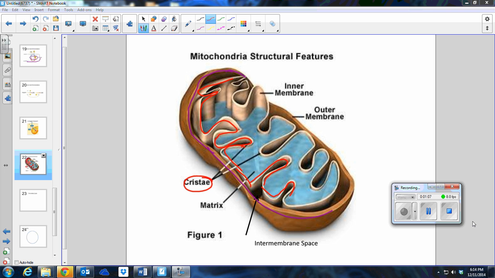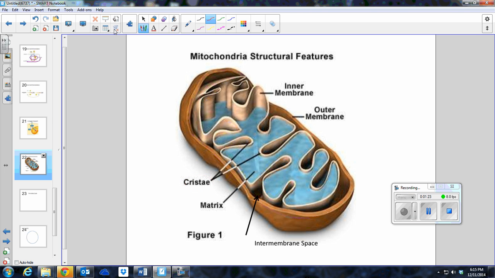The inner membrane is where the electron transport chain is located, and this inner membrane space, the space between the two membranes, is where a concentration gradient will be built up during the electron transport chain, which we'll discuss momentarily. And then this space inside the inside membrane is called the matrix. And the matrix is where the Krebs cycle takes place.